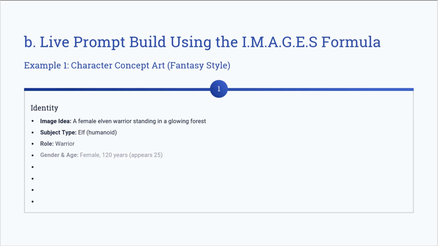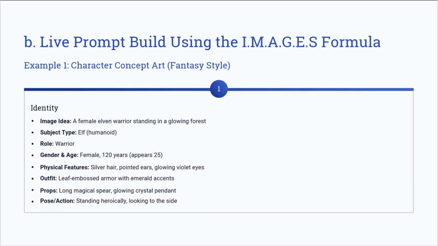Let's walk through a complete image prompt using the IMAGES formula. Scenario: we want to generate fantasy character concept art. Identity: we start with the core subject, a female elven warrior standing in a glowing forest. Let's build on that. Subject type: elf, a humanoid fantasy being. Role: warrior. Gender and age: female, 120 years old, but appears 25. Physical features: silver hair, pointed ears, and glowing violet eyes.